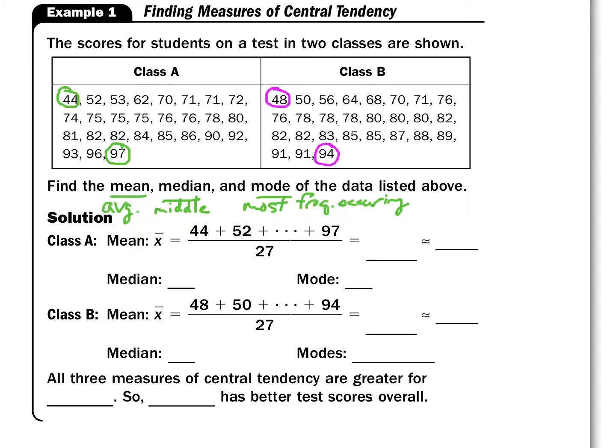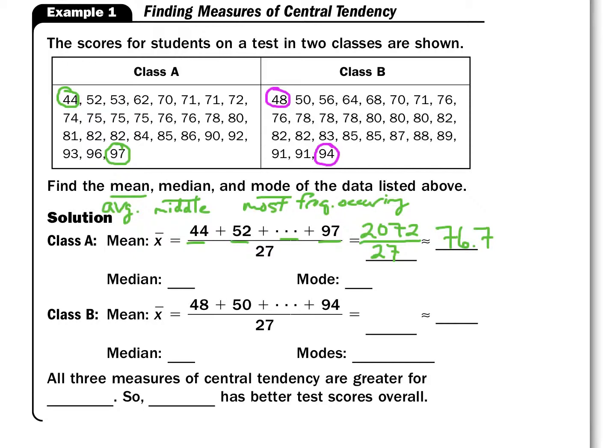Okay. So first, to find the mean, we would add up all of the numbers in Class A, so 44, 52, 53, 62, etc., until we get the total of all the way from 44 to 97. So we add up all of those terms, and that will give us 2,072. Okay, divided by the number of scores there are, which is 27. And that gives us approximately 76.7 for the average.